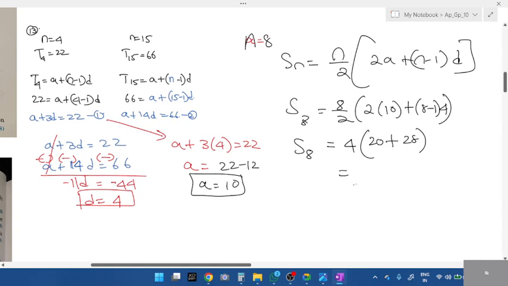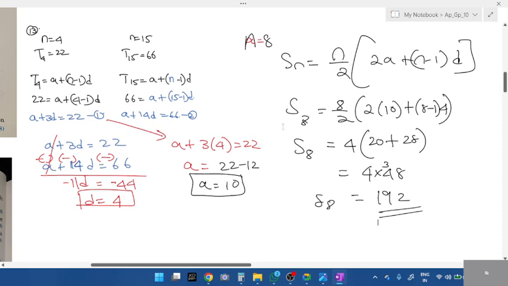What's the final answer? Eight fours are 32. Four fours are 16. 190. Let me check the answer. 4 into 48 is 192. Yes, correct, students. 4 into 48 is 192. That's it.